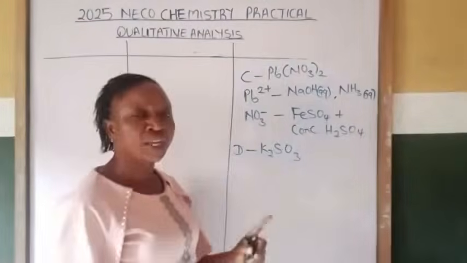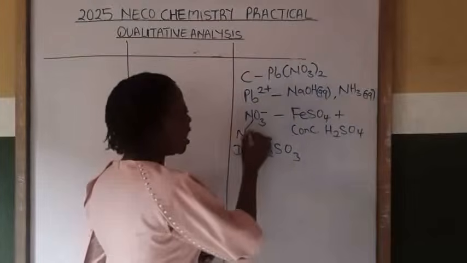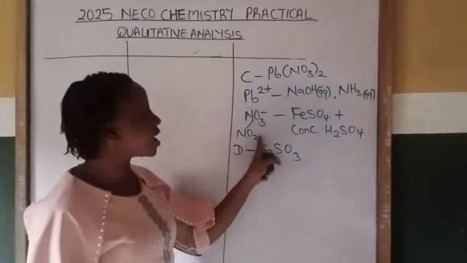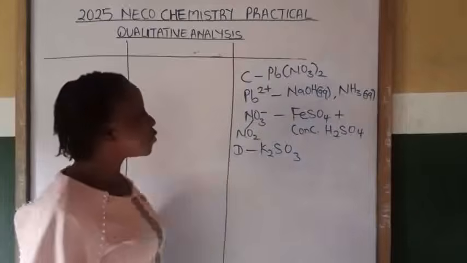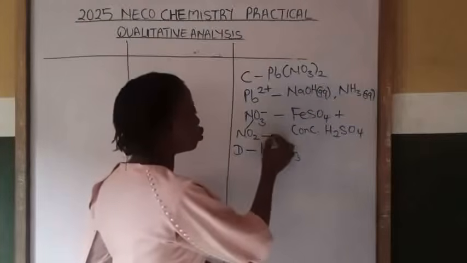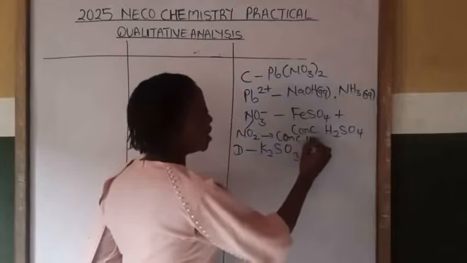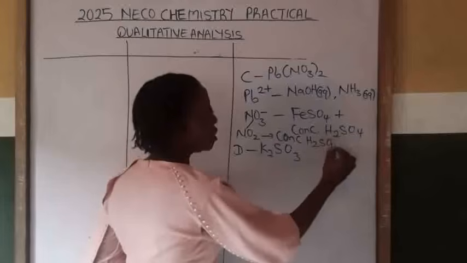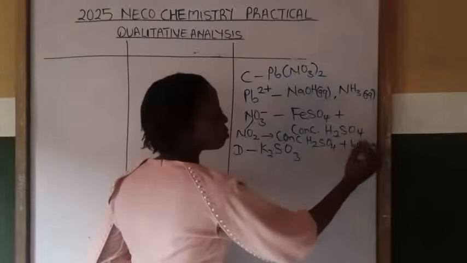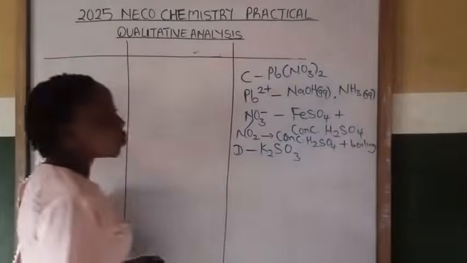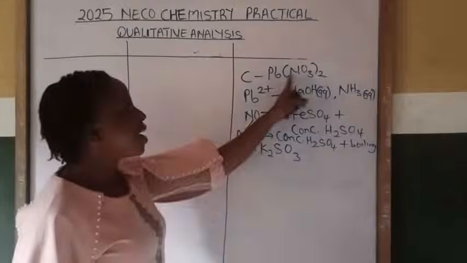So we use freshly prepared iron(II) sulfate and concentrated H2SO4 to test for trioxonitrate(V) ion, which is known as the brown ring test. Then NO2 gas, that is nitrogen(IV) oxide gas, can also be evolved from the nitrate. So how can we test for NO2? You add concentrated H2SO4, plus boiling or warming. So those are the likely chemical tests on lead nitrate.